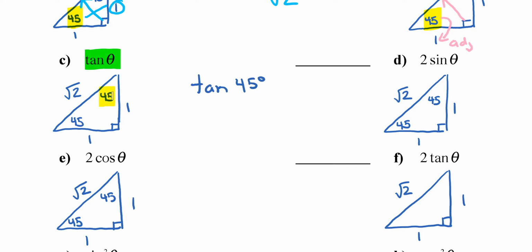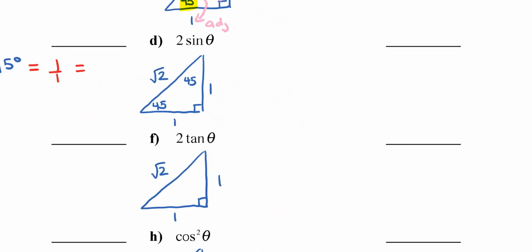So you can pick any 45 degrees. The ratio for tan is opposite over adjacent, so my opposite is 1 and my adjacent is 1, so it's really 1 over 1, which is just 1. Okay, let's move on to letter D now.